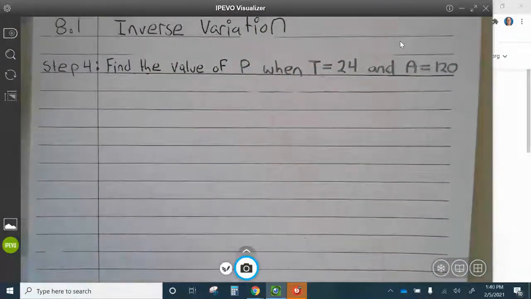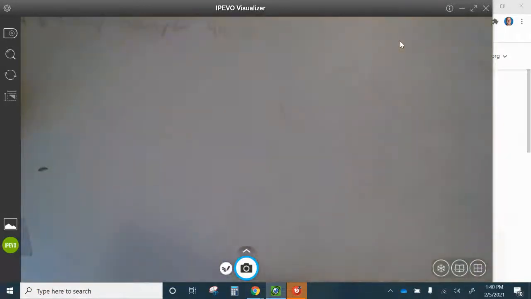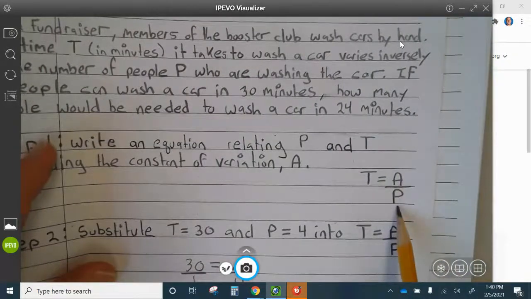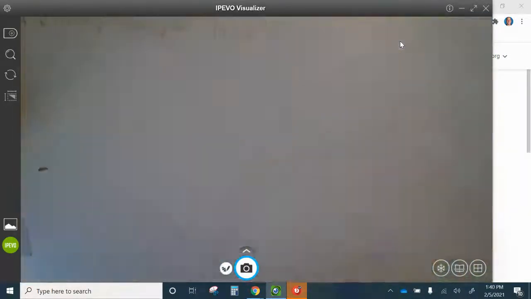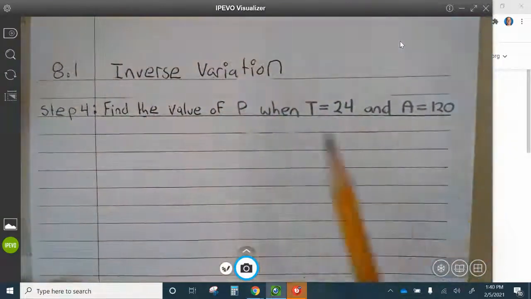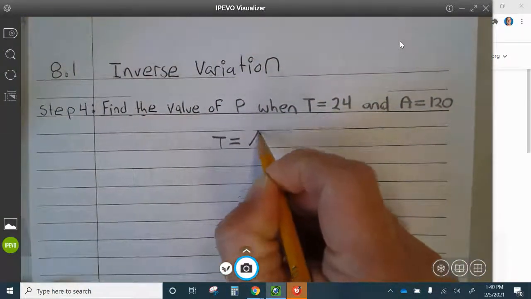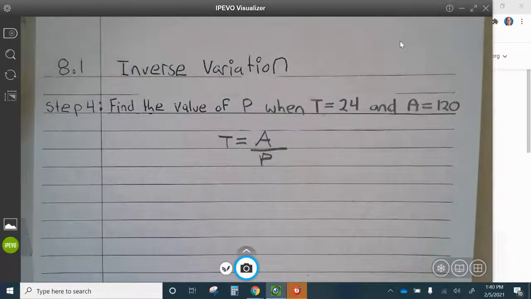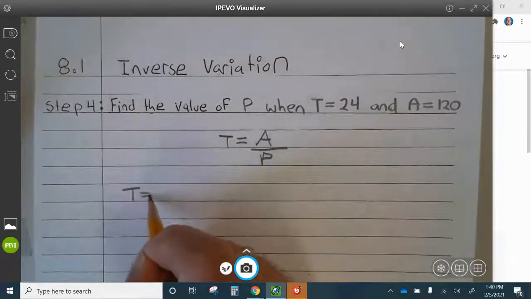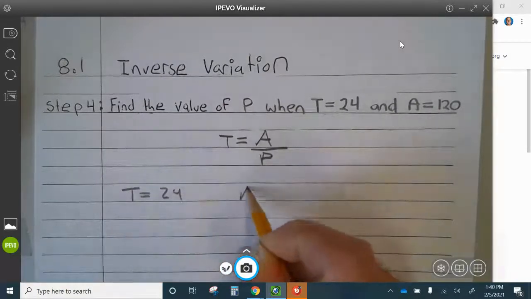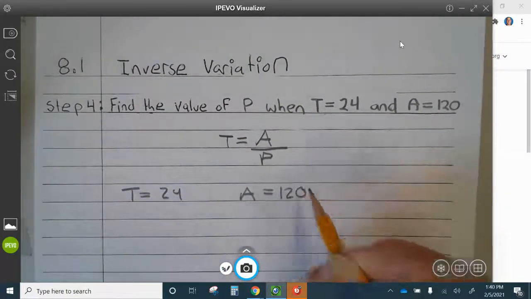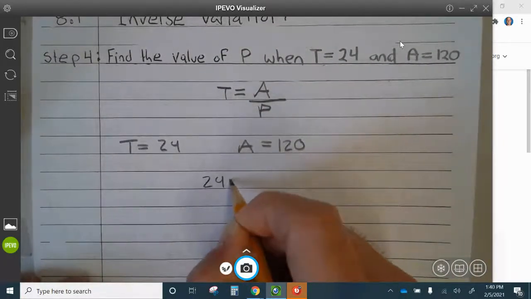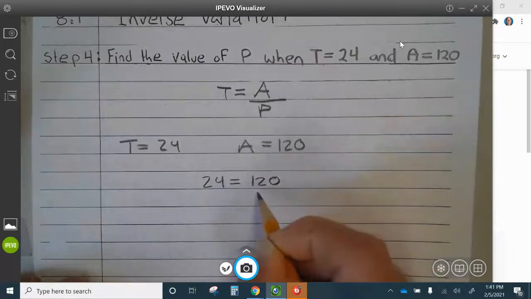Find the value of P when T equals 24 and A equals 120. Now, if you've forgotten, you can go back to this page and make sure you have the right equation, which is T equals A divided by P. So we know that T equals A divided by P. Now we know that T equals 24 and A equals 120. Okay, so we're going to plug those numbers in.